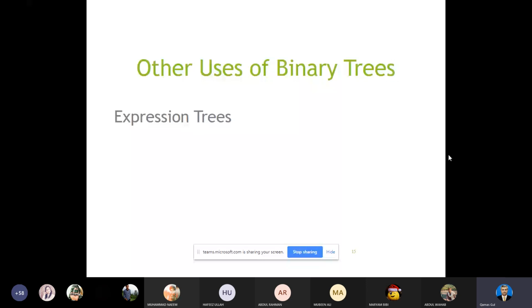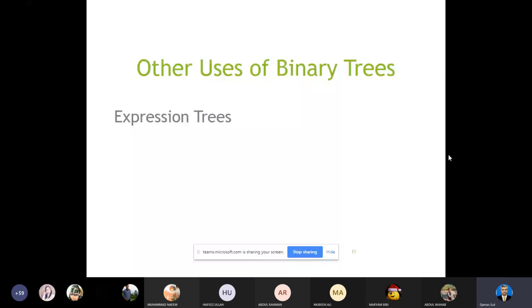Sorry. Now let's talk about other uses of binary trees. The first use is expression trees. Mostly we talked about the usage of binary trees in searches, that it makes the search process much faster and very effective.